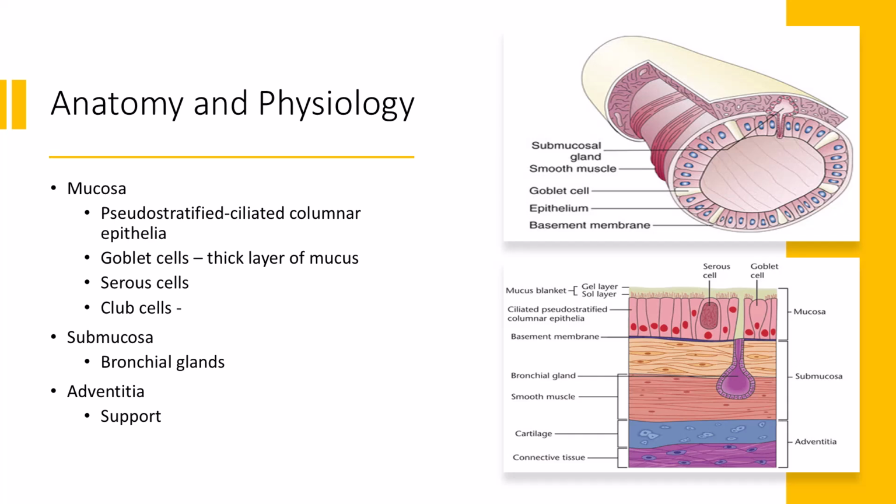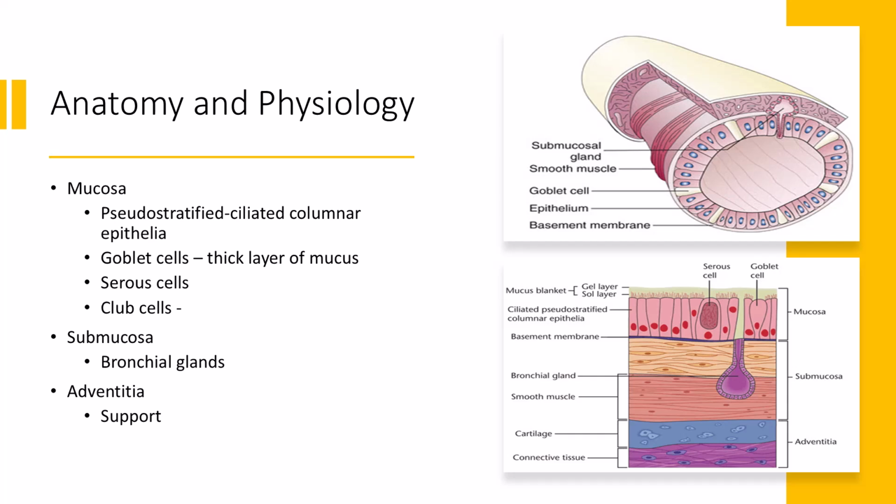Anatomy and physiology. The mucosal epithelium of the trachea and bronchi consists of tall, columnar, ciliated, pseudostratified epithelial cells interspersed with numerous mucus-secreting goblet cells. Most numerous are the pseudostratified ciliated columnar epithelia, but there are also secretory cells such as goblet cells, serous cells, and club cells. The goblet cells and submucosal mucus glands secrete mucus onto the ciliated epithelial surface of the airways, forming a mucus blanket that is continually propelled upward in the direction of the pharynx.